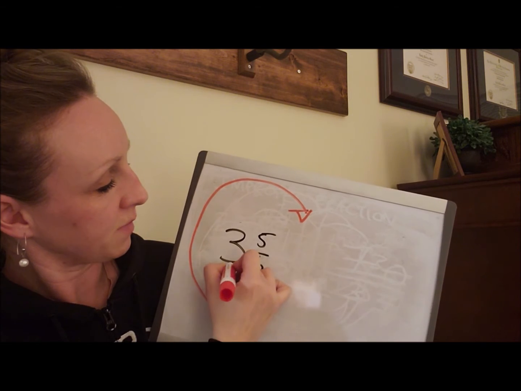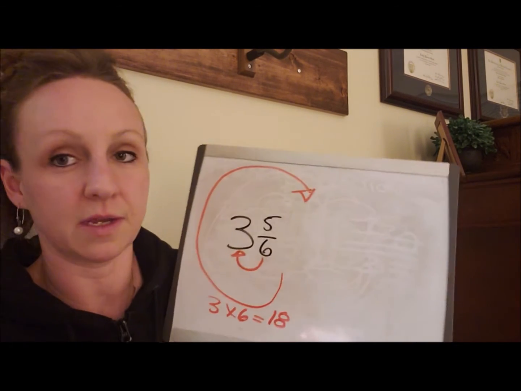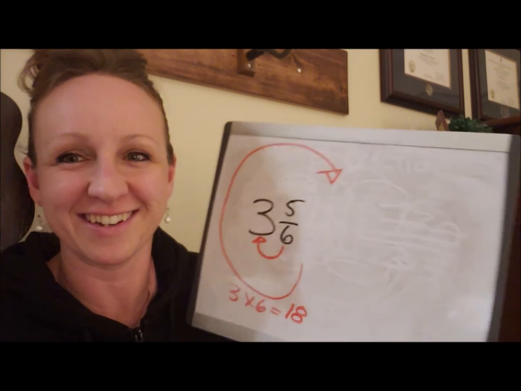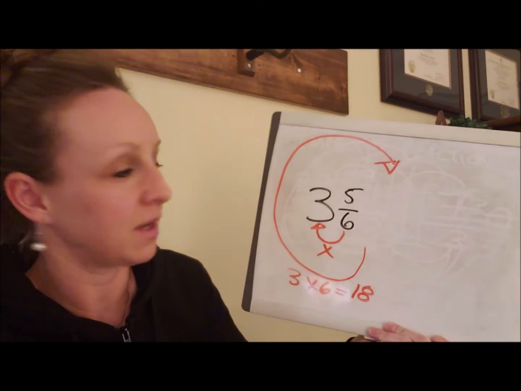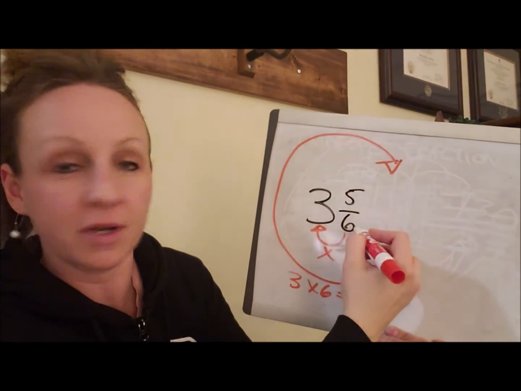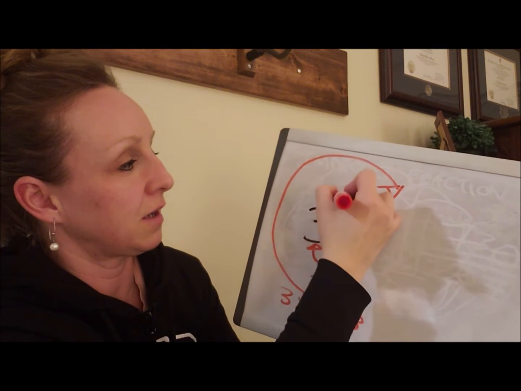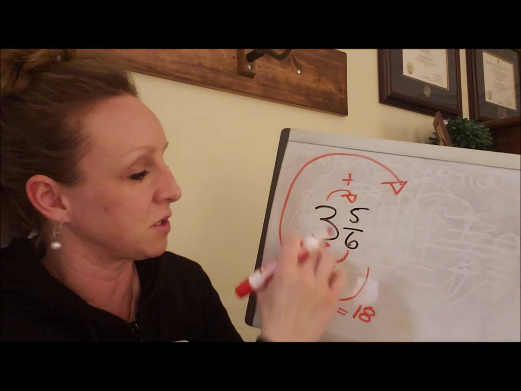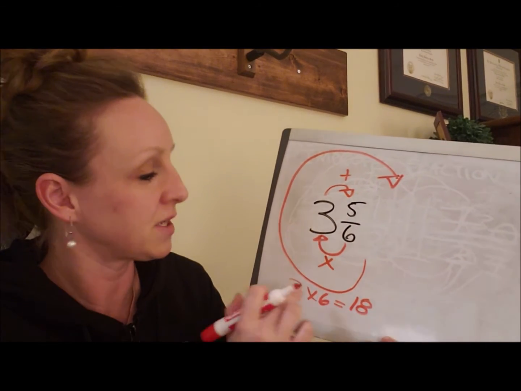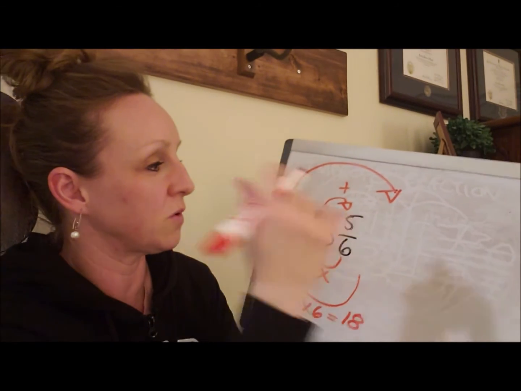So I start a big clockwise motion. I'm going to do my first number, which is 3 times 6. 3 times 6 is 18, right? 3, 6, 12, 18. Done. So multiply is the very first thing that I do. The bottom number, the denominator, always multiplies with this big number that's here. Then I'm going to add the result of that first calculation to the 5.